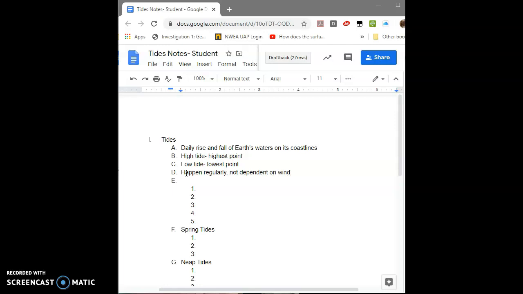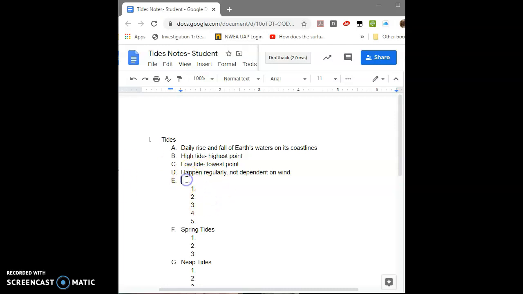So the first question I asked you for this whole beginning unit was what things can move water? Well, we know that wind moves water, and we know that wind is caused by the uneven heating of the Earth's surface by the sun. So in a way, the sun moves water through wind. But what causes the tides?